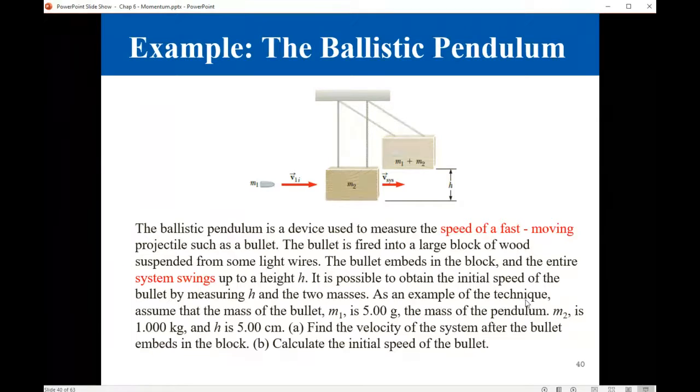As an example of this technique, assume the mass of the bullet is 5 grams, the mass of the pendulum is 1 kilogram, and the height is 5 centimeters. Now calculate the velocity of the system after the bullet embeds in the block, and calculate the initial speed of the bullet.